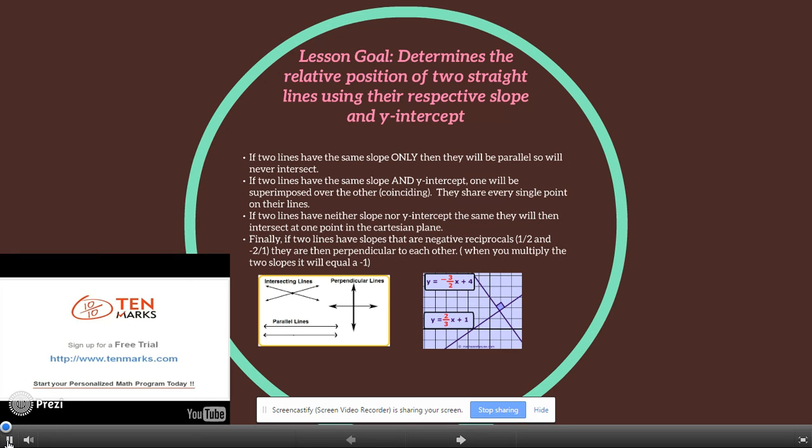If two lines have neither slope nor y-intercept the same, they will then intersect at one point in the Cartesian plane. Finally, if two lines have slopes that are negative reciprocals, for example 1/2 and -2, they are then perpendicular to each other. A quick way to check for this: when you multiply the two slopes, they will equal -1.